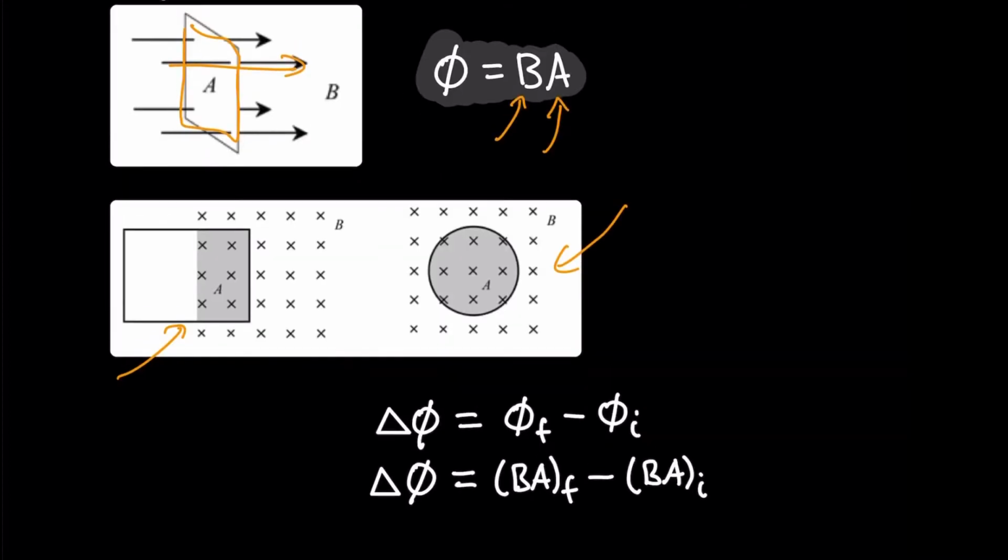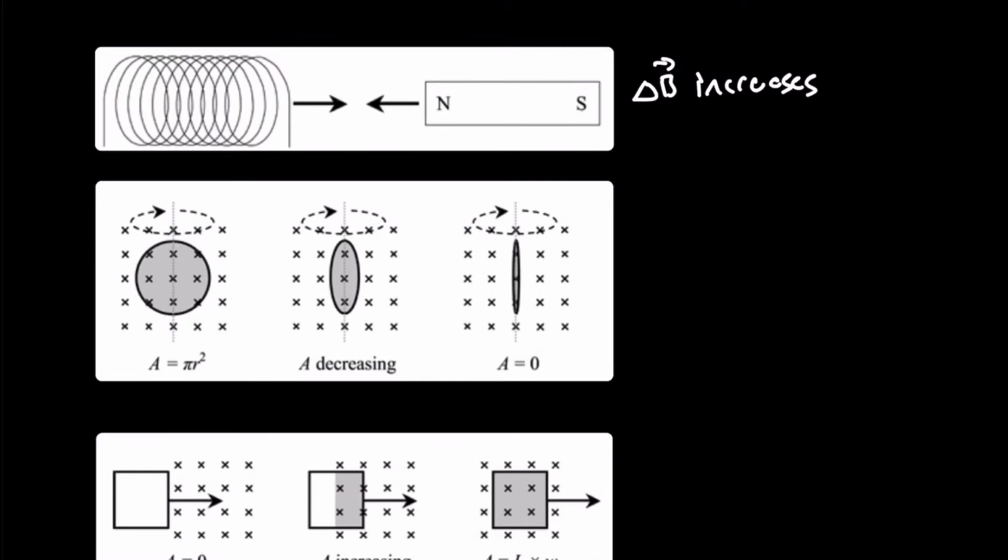The change in magnetic flux is delta magnetic flux, which is the final magnetic flux minus the initial. Or change in magnetic flux is also equal to the final magnetic field times the area minus the initial magnetic field times the area. You can create a change in flux in many ways.